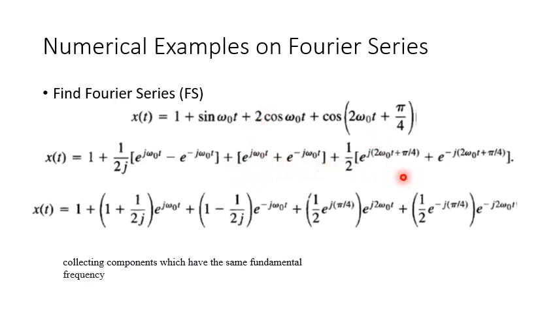Similarly, this one has a phase with it, so we can say the theta is basically this whole term. So for this cos, I can write e power j (2 omega naught t plus pi by 4) plus e power minus j (2 omega naught t plus pi by 4), right?